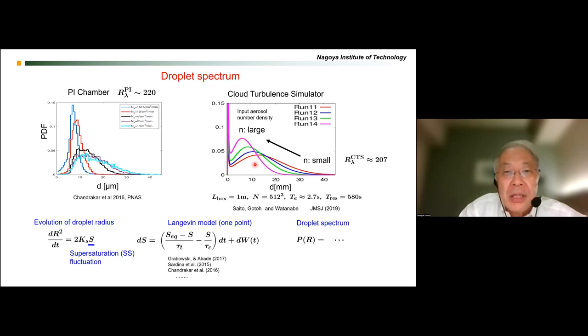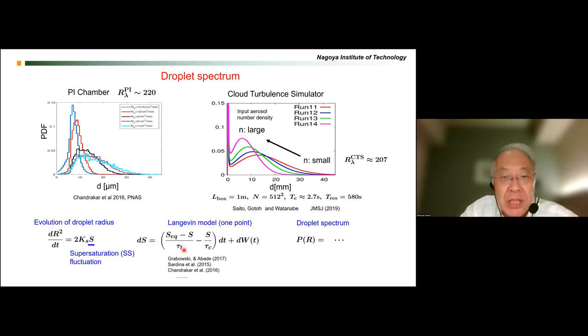To describe this distribution of the droplets in cloud, we usually use two kinds of equations. The one is the evolution of droplet radius. The time derivative of R squared is proportional to the supersaturation. Supersaturation is a key quantity in cloud physics. And the supersaturation also fluctuates in space and time. Quite often the Rajban model for the supersaturation is used.